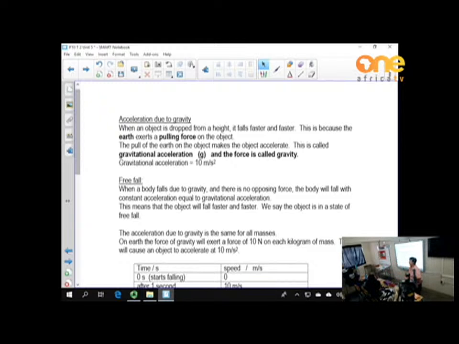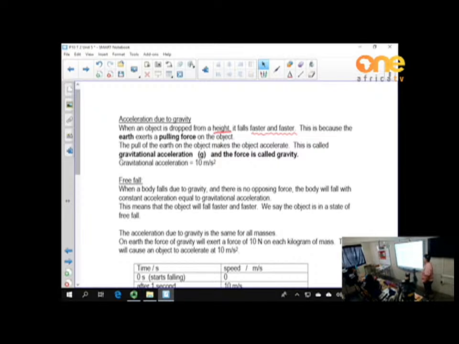if I climb up onto the roof and I jump off the roof, why do I fall to the ground? Gravity pulls me down. Gravity is a force, and if I jumped off a very high building, and if there was no air resistance, I would fall faster and faster and faster. Okay, so acceleration due to gravity. If we drop an object from a height, we will find it will fall faster and faster.